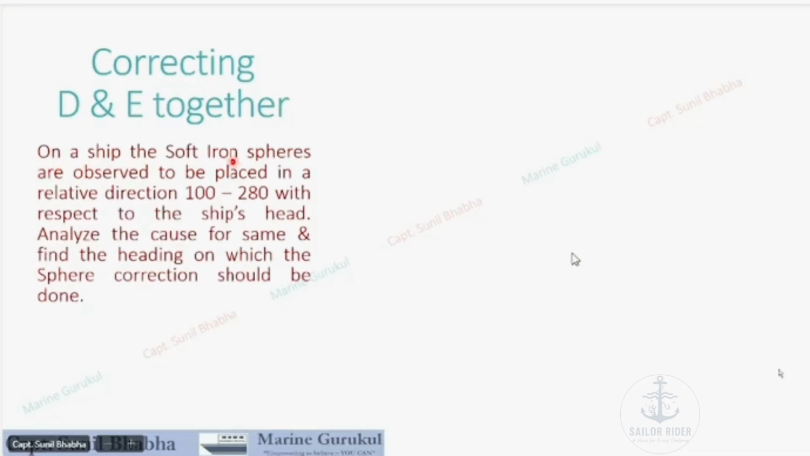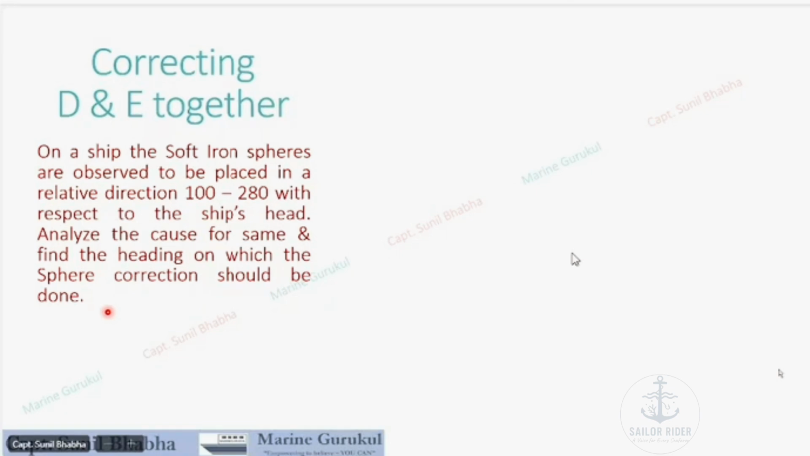On a ship, the soft iron spheres are observed to be placed in a relative direction 100 and 280 with respect to the ship's head. Analyze the cause for same and find the heading on which the sphere correction should be done. This is the actual question which has come in the past papers on this particular topic. So let's first try to understand what the scenario is. What does the question mean?